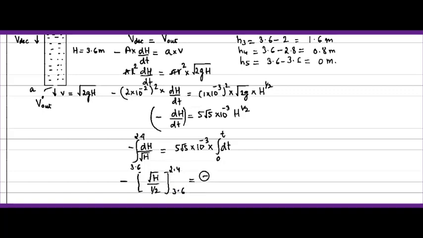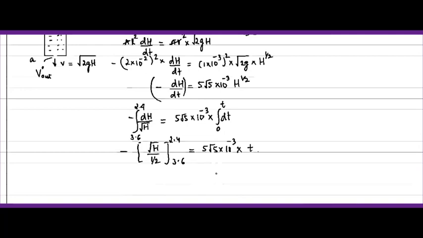This will be equal to 5 root 5 into 10 raised to the power minus 3 into, this will be simply the time period t. So we can write this like this. This will be simply minus 2, and in bracket you can see that this is 2. We can bring this outside, right? And we can take the limits. So this will be under root 2.4 minus under root 3.6. This will be equal to 5 root 5 into 10 raised to the power minus 3 into t.